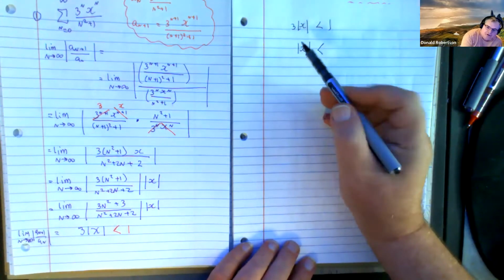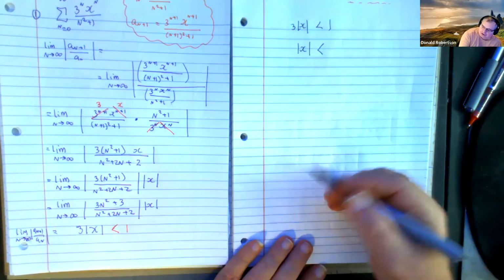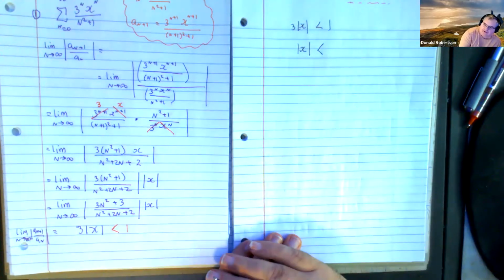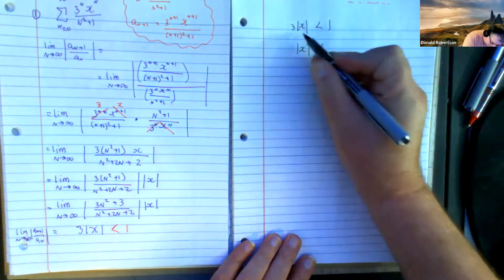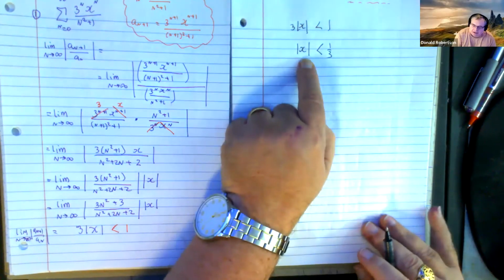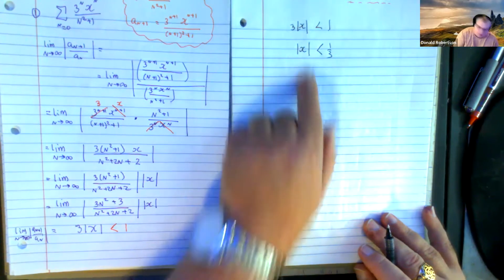Again, it's not meant to be a trick question. What would you do if I said to you 3x is less than 1? Wouldn't you divide both sides by 3? So 1x would be less than what? 1/3. Yeah. Now, if you're looking at that, what you're looking at is actually the interval of convergence.